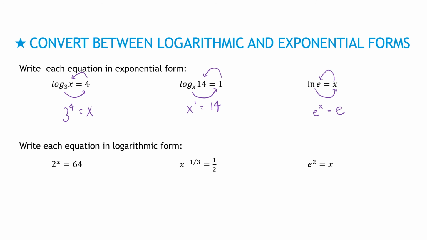Going in reverse, remember that the base is always the base. The base is this guy. So log base 2 of 64 equals x. Log base x of 1/2, whoops, that did not look like a base. Log base x of 1/2 is equal to -1/3. And lastly, natural log, because again we're dealing with e, of x equals 2.